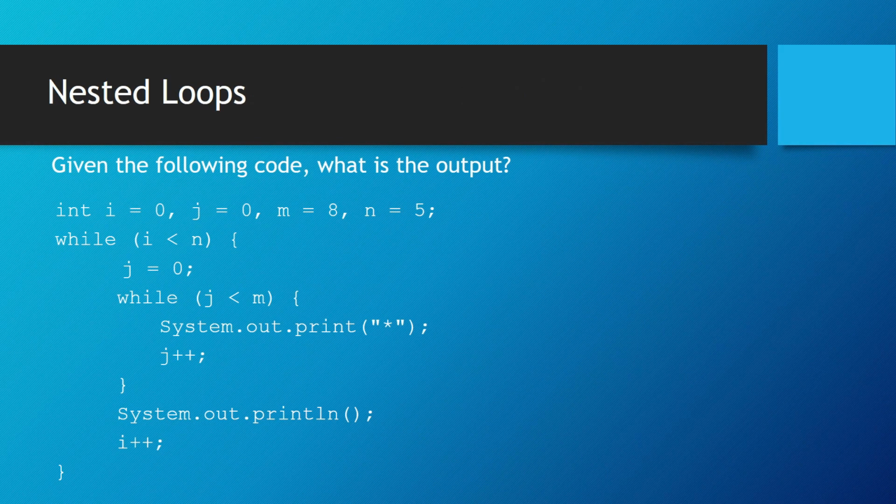We are given the following code and asked, what is the output? For subgoal 1, we diagram which statements go together. First, we look at the outer while loop. This loop has curly braces, making it easy to identify the statements that go with it.